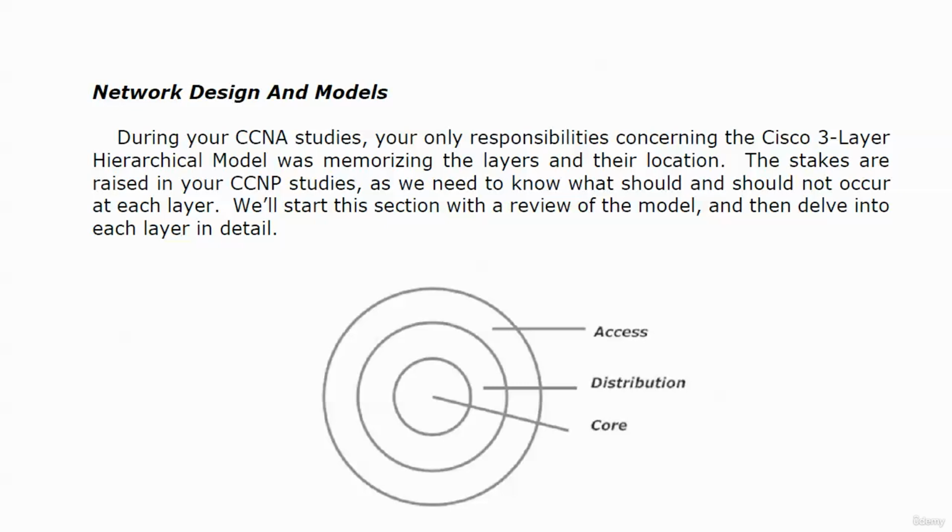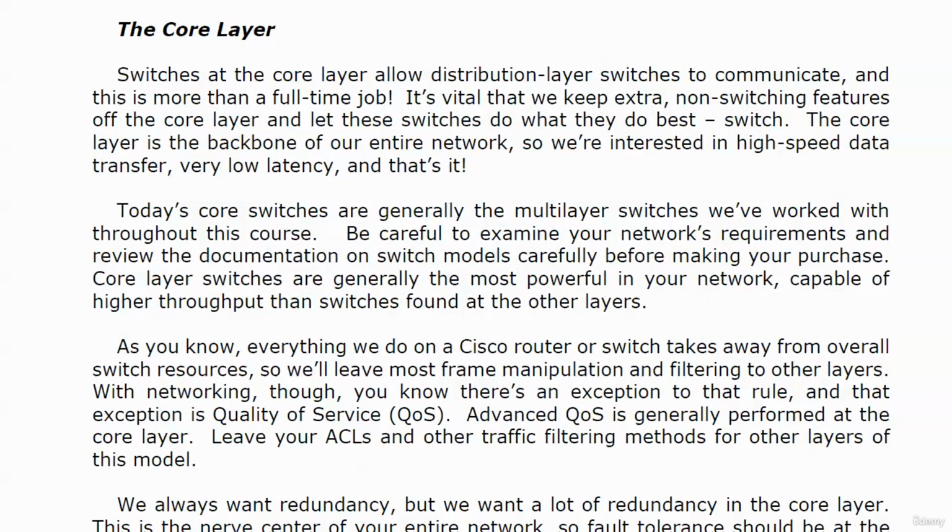So we're going to do a quick review of the model. I'm going to give you a few extra details you probably didn't run into during your NA studies, and we'll hit each layer in detail as we go along. Now that core layer, switches at the core layer allow our distribution layer switches to communicate, and that is more than a full-time job. What we want to do is keep as many extra non-switch features off the core layer, with an exception or two, of course, this is networking, and let these switches do exactly what they were born and created to do, and that is switch.